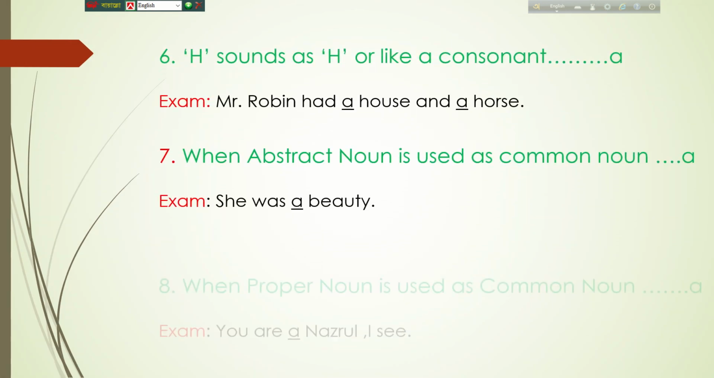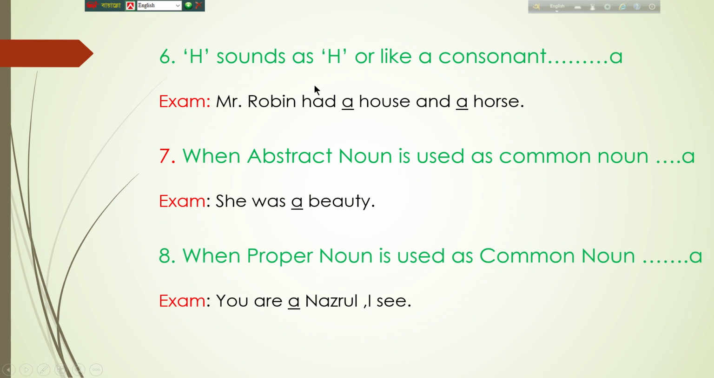Let's see another rule. Rule 6. H sounds as H or like a consonant. That means when at the very beginning of the word there is H and this H sounds like a consonant, then you have to use a. For example, Mr. Robin had a horse, a house and a horse. House: here H is a consonant and sounds like a consonant. For that reason, we use a here.